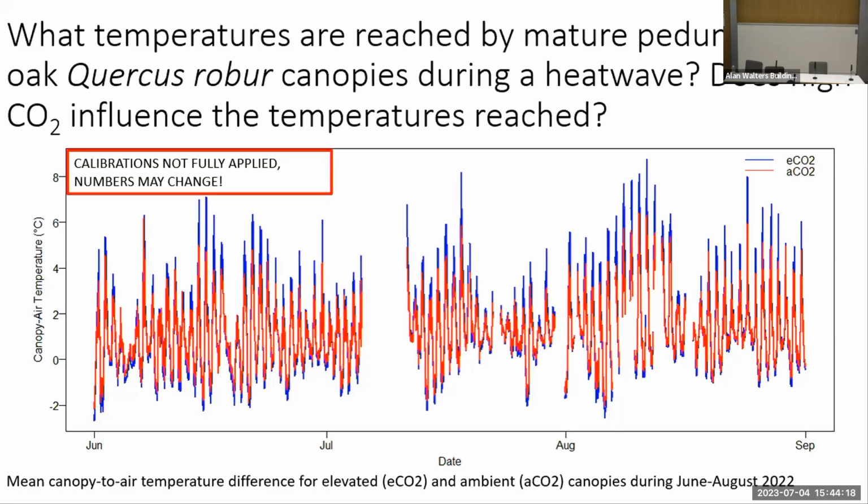Now, this is the canopy to air temperature difference that we also have. The canopy to air temperature difference is the ambient canopy temperature minus the air temperature, and also the elevated canopy temperature minus the air temperature. And the canopy to air temperature difference is much higher in the elevated patches than in the ambient patches across the seasons.